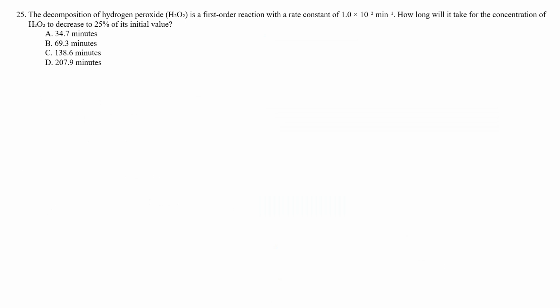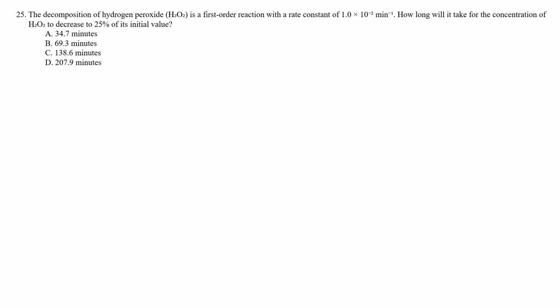Let's talk about question 25. The decomposition of hydrogen peroxide is a first order reaction with rate constant 1.0 times 10 to the negative 2 per minute. How long will it take for the concentration of hydrogen peroxide to decrease to 25% of its initial value? If you have a question like this, you can assume that the initial concentration is 100% and it decreased to 25%, meaning 75% is consumed in the reaction.